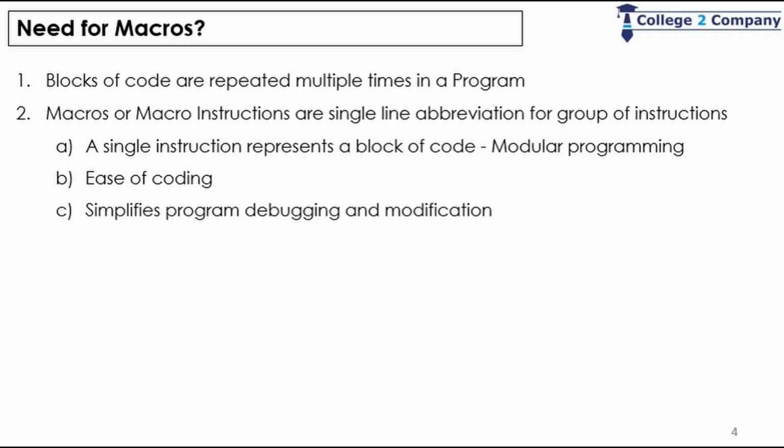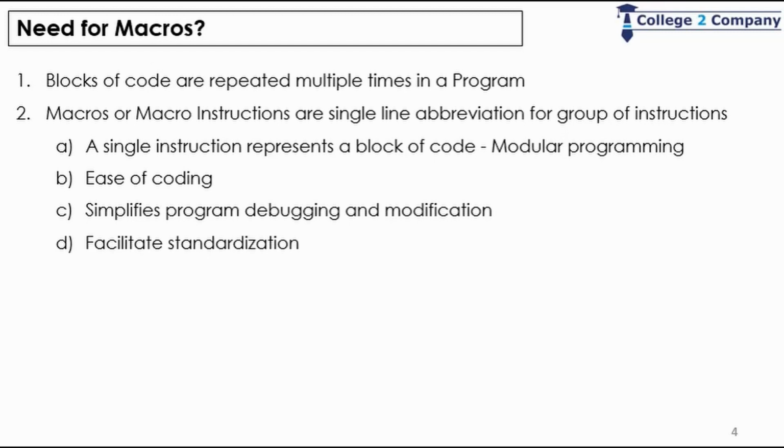Macros simplify debugging errors in programs and modification of code, because when the same set of instructions is used multiple times at multiple locations within a program, it can create some other complications. Modifying a single line will lead to a Herculean task of modifying the same instruction at multiple places, whereas using macros simplifies program debugging and modification.